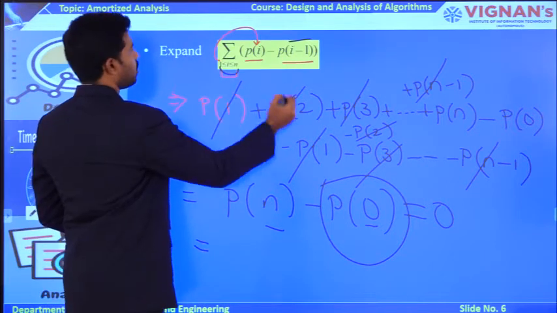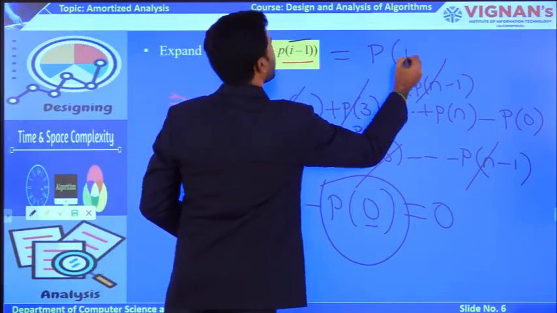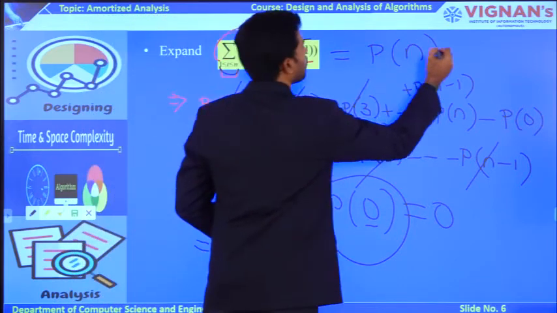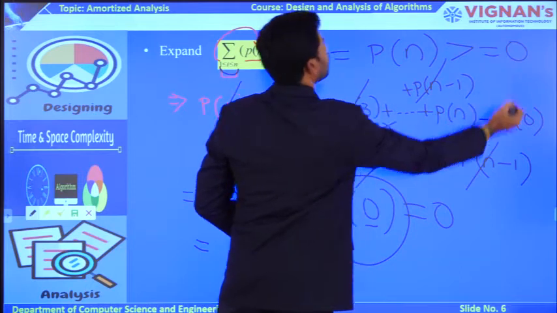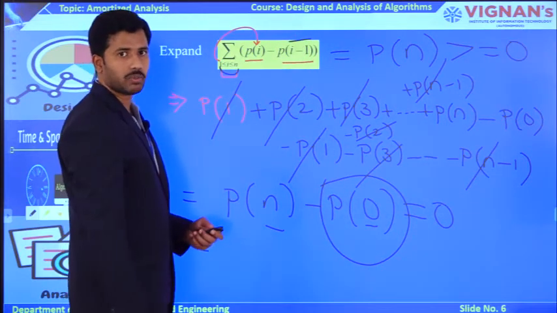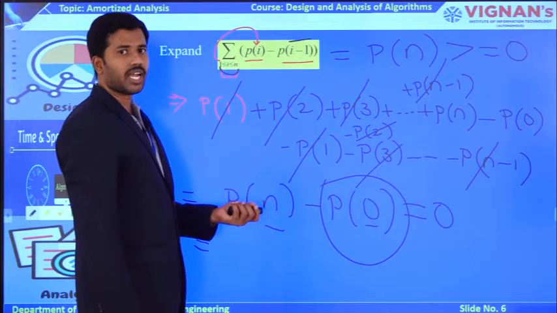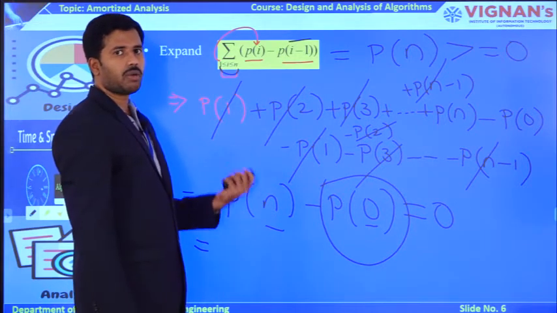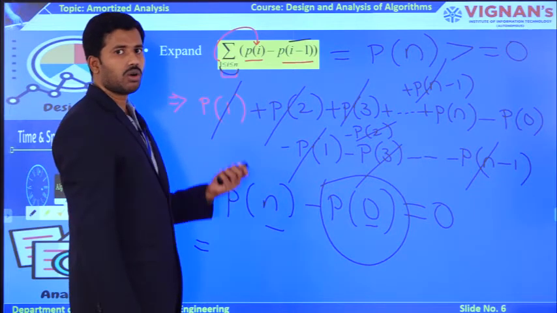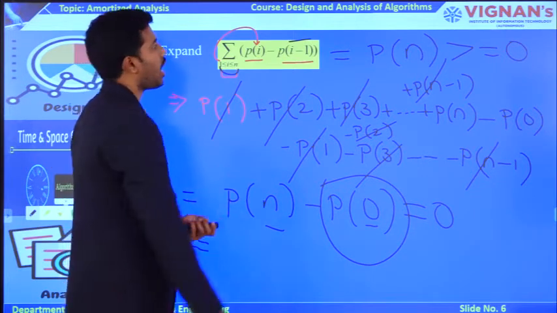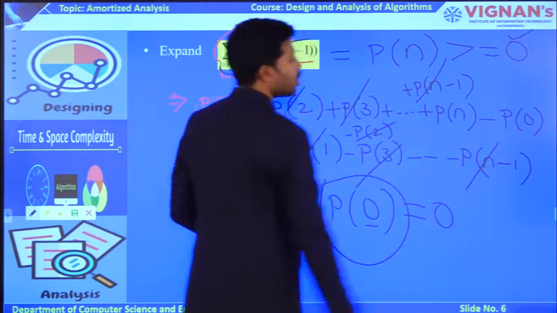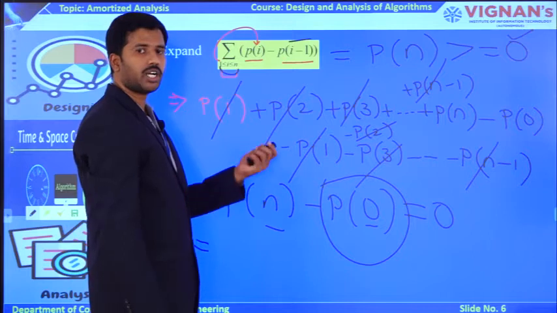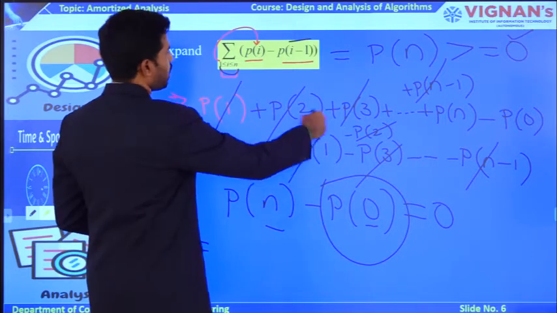For every operation, this potential function must be greater than 0. Always positive values must be acceptable. What happens if I get a potential function value that is negative? Ultimately my analysis is going to be wrong. So every potential function must have a positive value, greater than or equal to 0. 0 can be acceptable, but negative values are not at all acceptable. Why? Because we have cancelled everything.